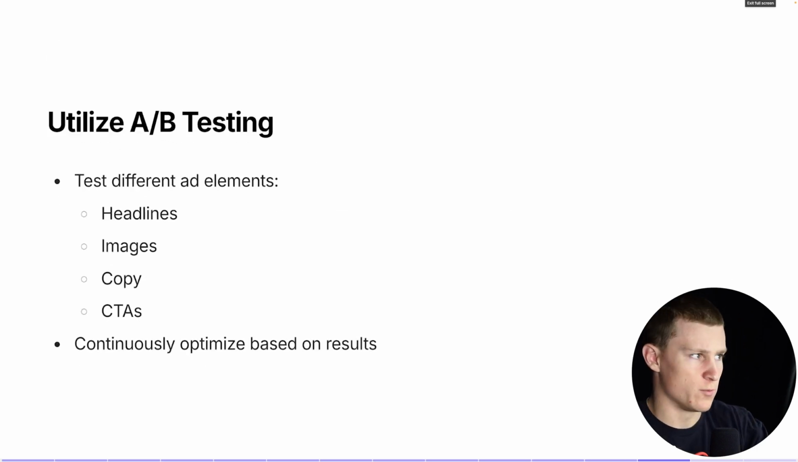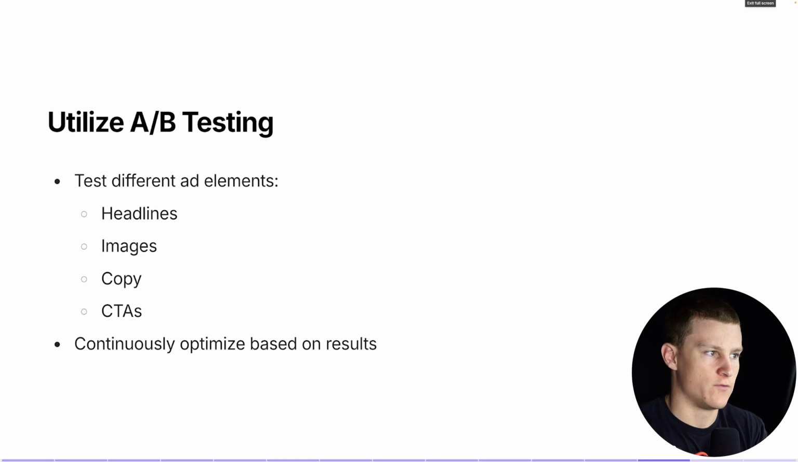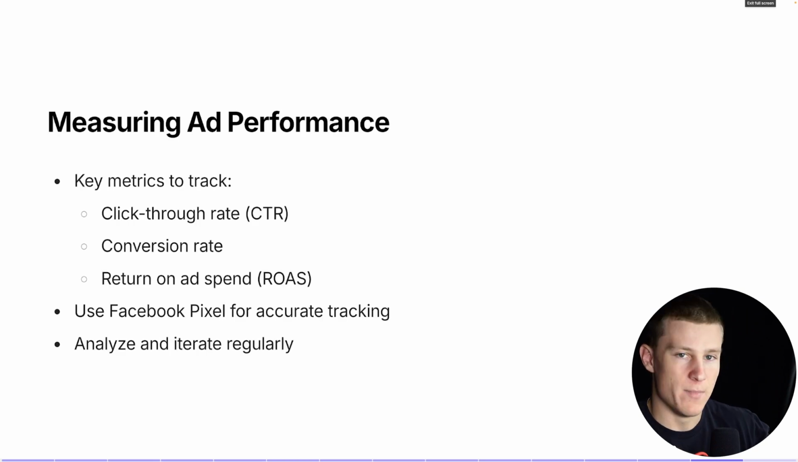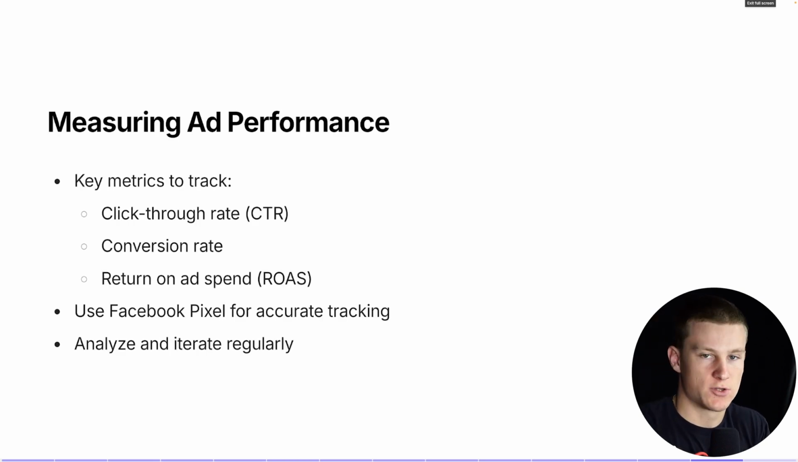And so moving forward from here, utilize A/B testing. Test different ad elements like headlines, images, copy, CTAs, all that good stuff. You can test all of that and continually optimize based on results. And now, measuring ad performance. Key metrics to track are click-through rate, CTR, conversion rate, which is CR or CV sometimes, return on ad spend, ROAS. Utilize Facebook Pixel for accurate tracking, and analyze and iterate regularly.